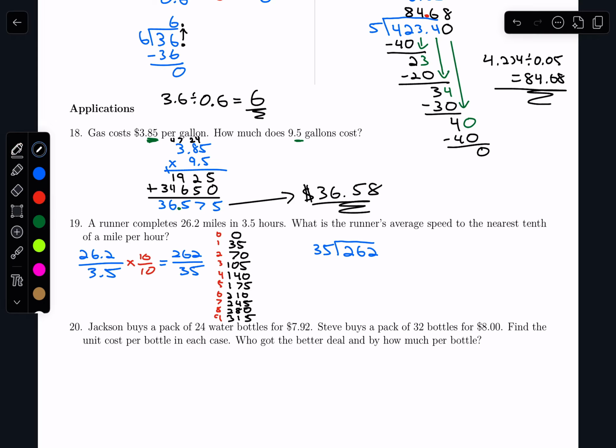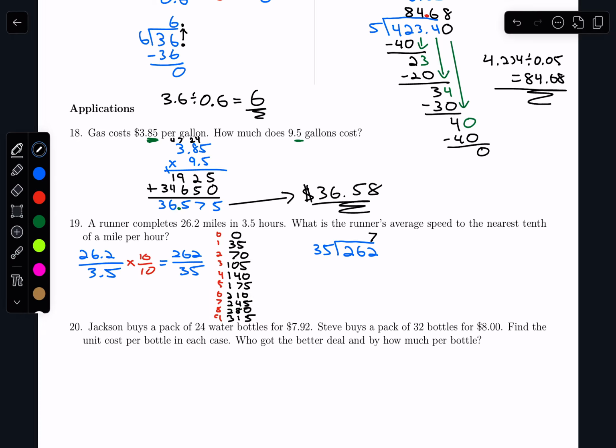We have 262 divided by 35. 35 does not go into 2, and 35 does not go into 26. 35 does go into 262 though. So I'm going to reference my multiples here and say 262 is between 245 and 280. So that means I default to the smaller one. A 7 is going to give me a 245 when I multiply. So I'm going to put 7 on top of the 2.